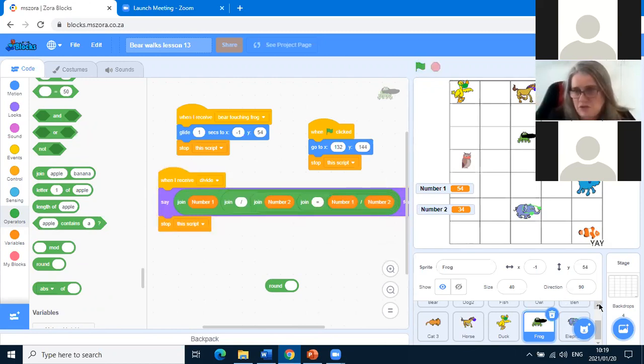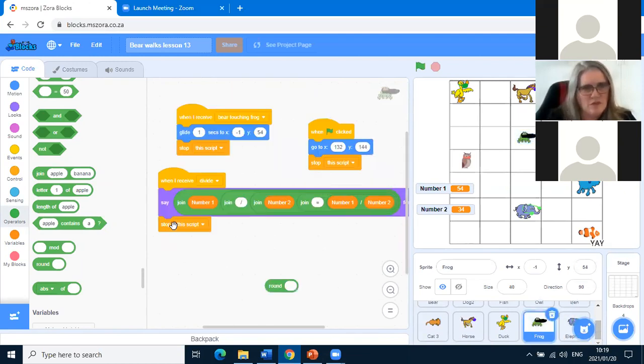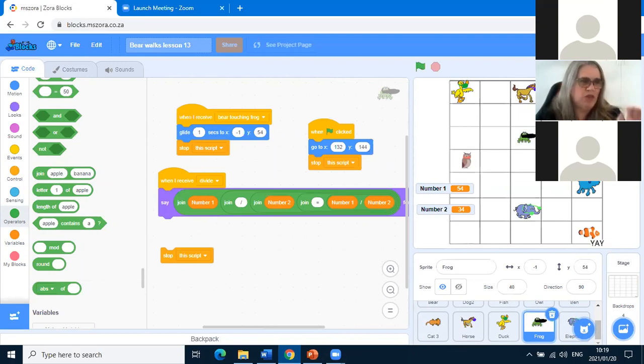Bear asked for division. Broadcast divide. I want to divide number 2 into number 1. There, he actually said it. Okay, so we're good with that. Now, when Frog is finished, we're going to let Frog broadcast a message that he is finished, so Bear can go on, wandering down to the cat. And I'm going to let him glide. Okay, we're not going to worry about the walking story now. We've done so much walking already in the changing of the costumes and everything, so we're not going to worry about the walking now.